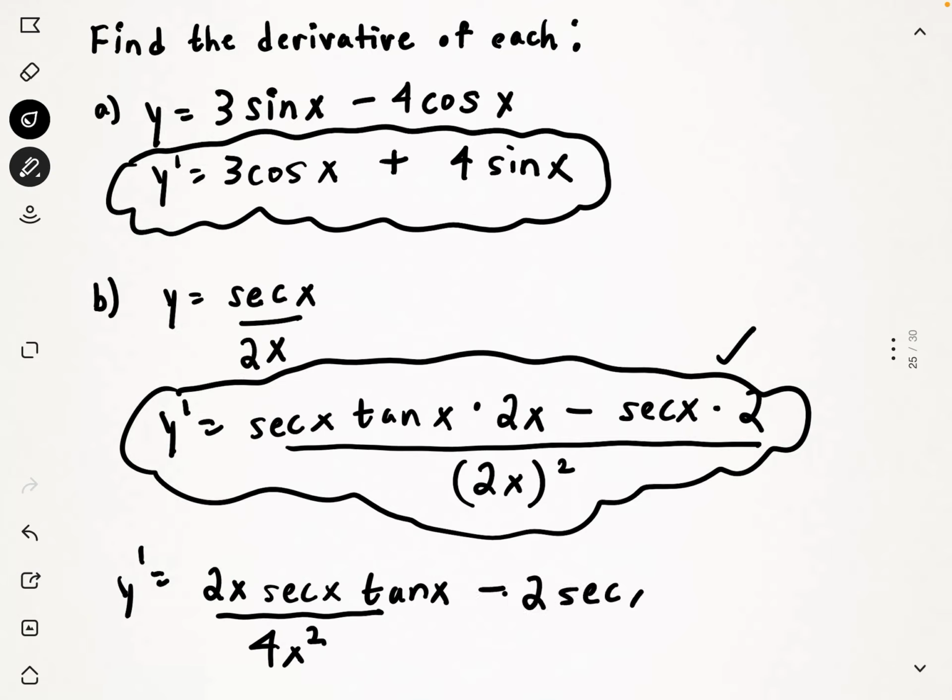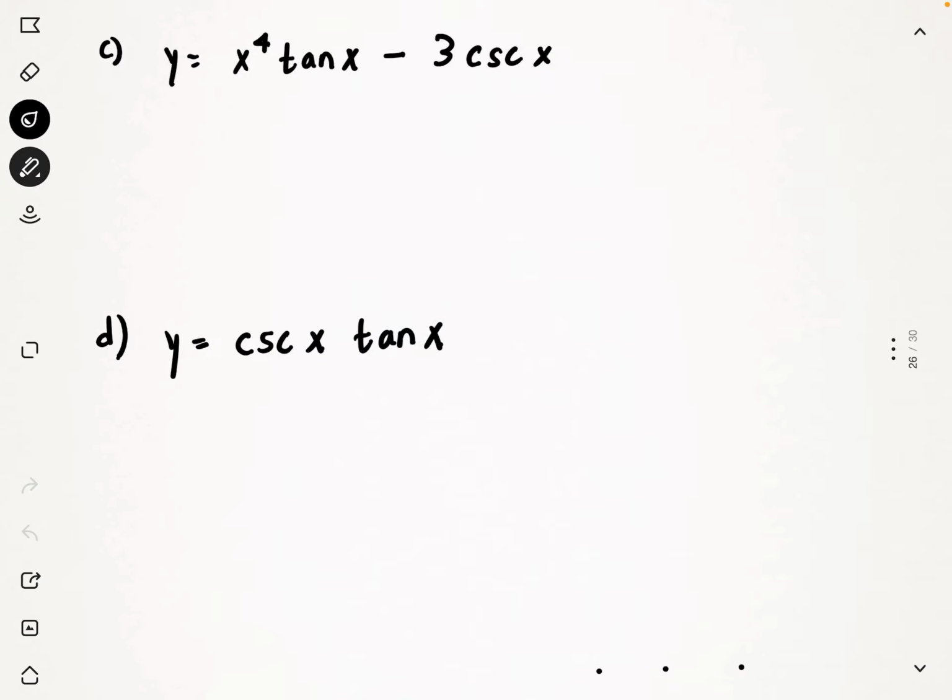And then another thing that could be possibly done here is that on top you have 2 terms. Terms are separated by a plus or minus sign. And within those 2 terms you have some common factors. You have a 2 and a secant x, and that could possibly be factored out as well. So there's lots of different ways of expressing the same solution.